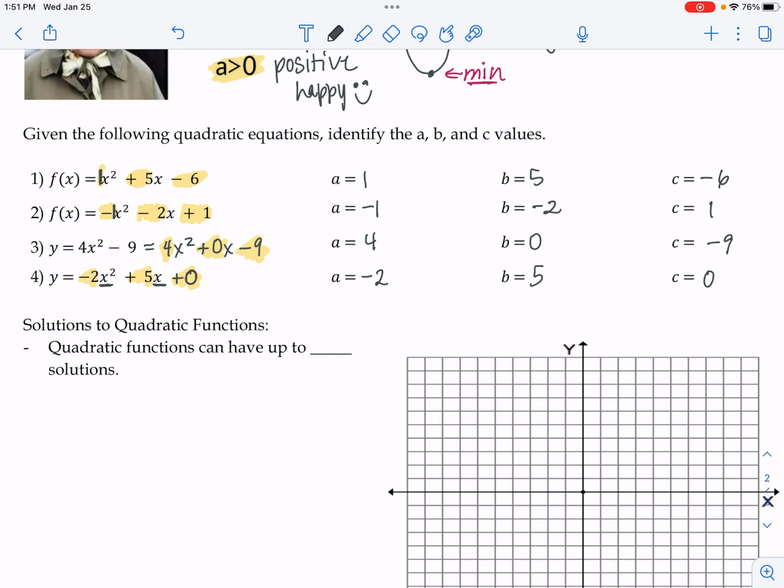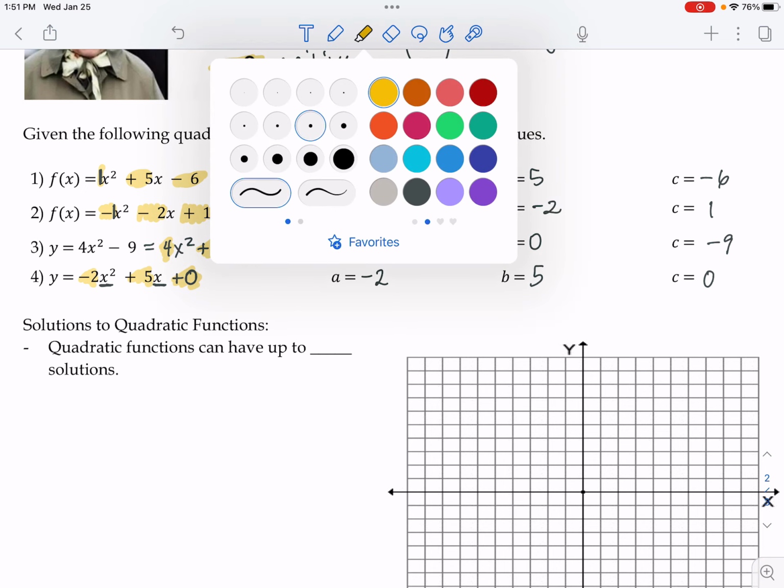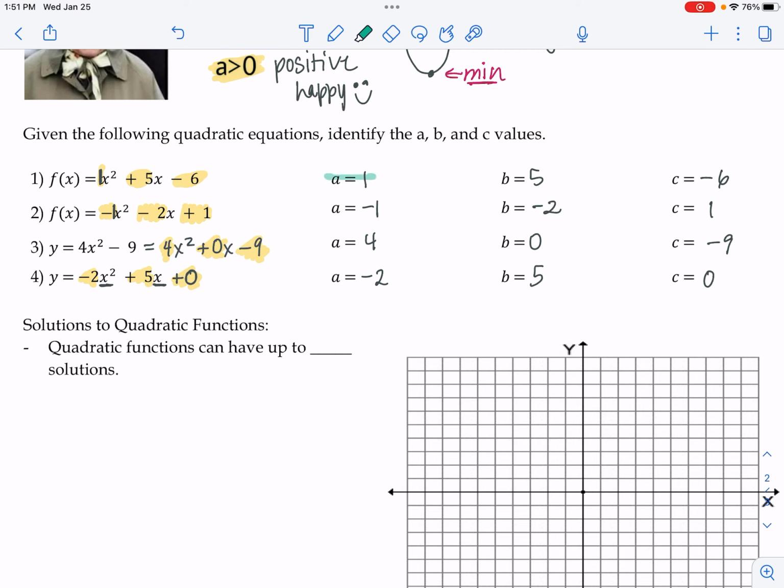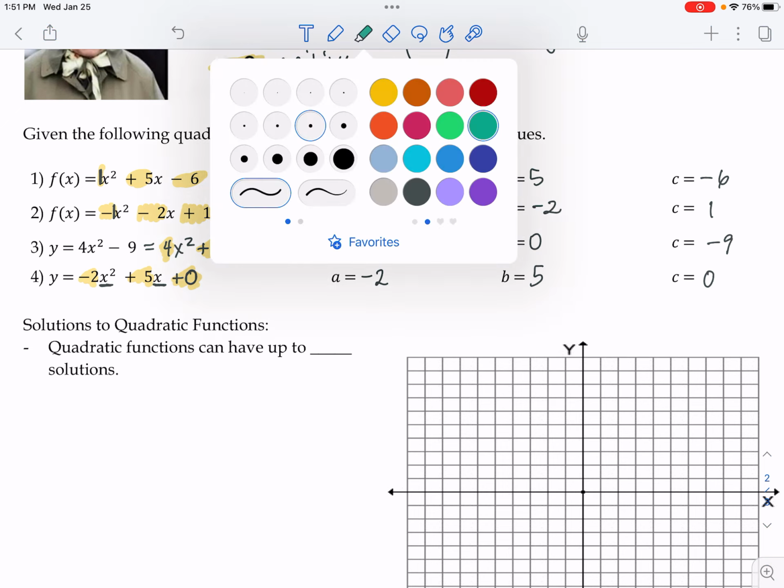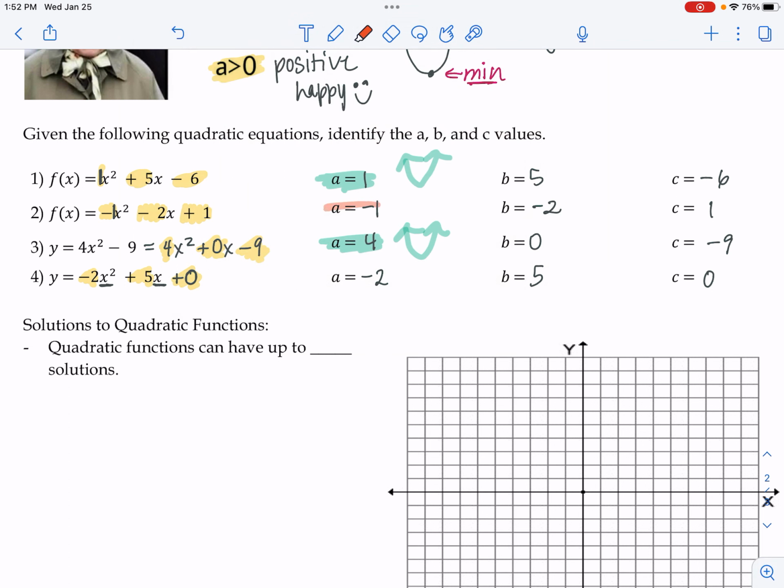And so looking at 1 and 3, both of those have positive A values. And so we know we have a happy parabola, whereas 2 and 4 are negative, so we know that's a sad parabola. In this case, we have a min. Here we have a max. Here we know we have a min. Here we know we have a max.